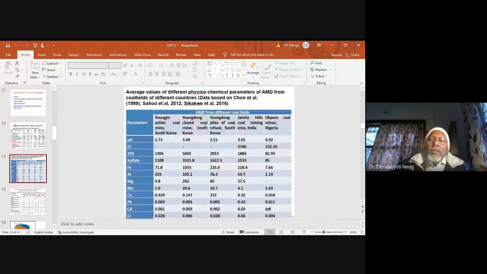You can even see the parameters of acid mine drainage from different places. These three are from Korea, from different mines. This is from India, and this is from Nigeria. And everywhere you'll find the pH is very low: 2.73, 3.49, 2.51, 3.01, and 4.92. So low pH is the main characteristic of AMD.